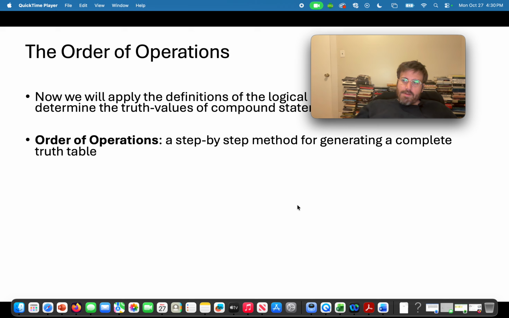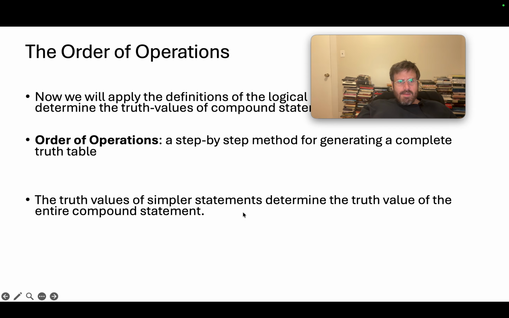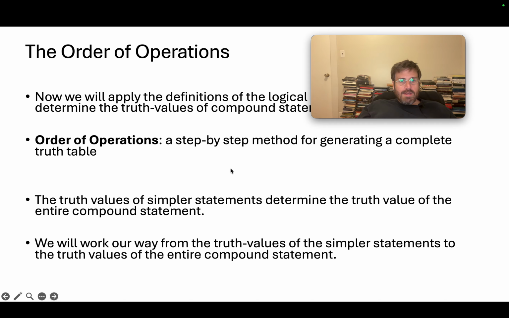It's the way in which we have to go about moving from the simple to the more complex. So the truth values of simpler statements determine the truth value of the entire compound statement. So you should think about working from the most simple to the most complex, with the main operator being the last thing, ultimately, that we build a truth table for, because that is the most complex component part of the compound statement. All right, this is all abstract. I think it makes more sense when you just see how it works, but we're going to work our way from the truth values of simpler statements to the truth values of an entire compound statement. And we have to do that by following a couple of rules.